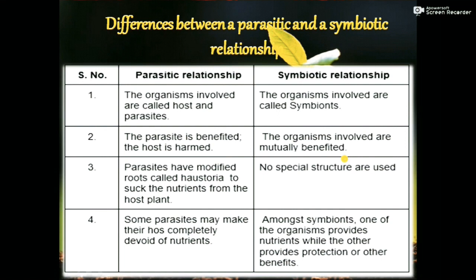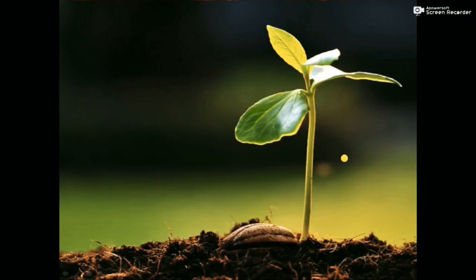In the parasitic mode of nutrition, a special structure is needed to suck nutrition from the host plant. No structure or only a special structure is needed for a symbiotic relationship. Some parasites may make their host completely devoid of nutrition. But in a symbiotic relationship, one organism gives nutrition, and the other organism gives shelter or protection or other nutrition to the other organism. Overall summary of this chapter.